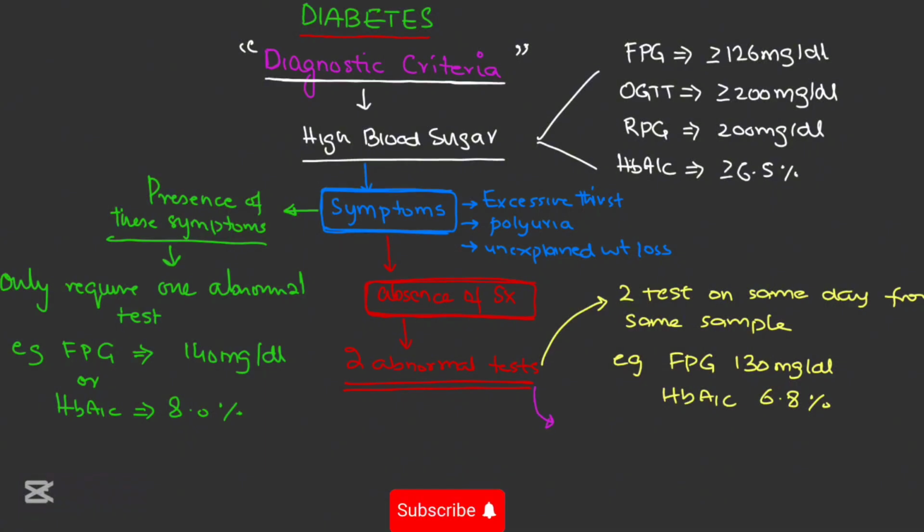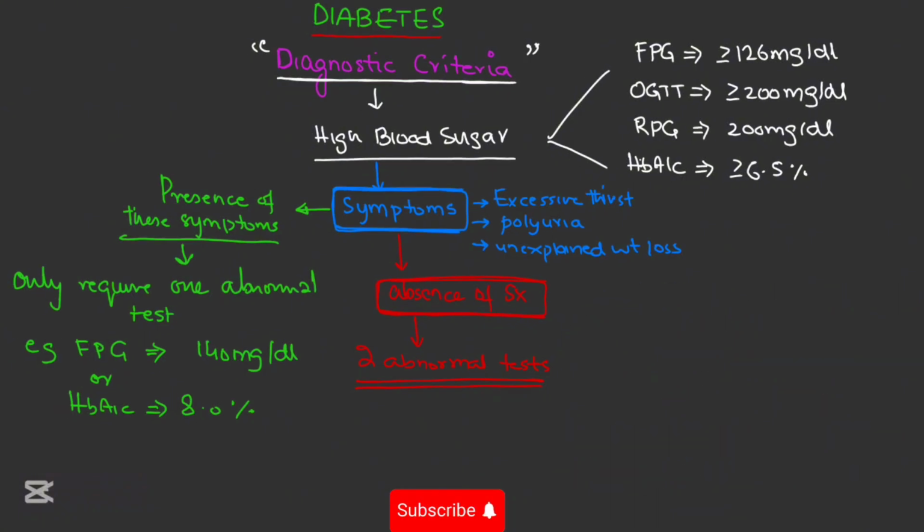The other way we can do this is to take two blood samples on two separate days. For example, we took a blood sample on Monday and we did a fasting plasma glucose level on Monday, and it came out to be 140 milligram per dl. Then we took another blood sample on Wednesday and did the fasting plasma glucose, and it came out to be 156 milligram per dl. So in this way the diagnosis of diabetes is confirmed.